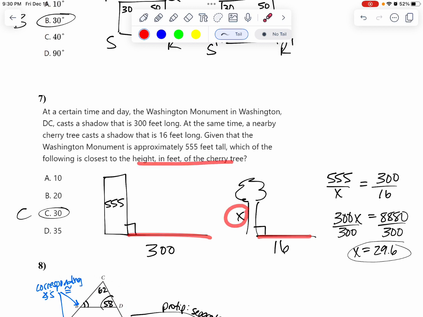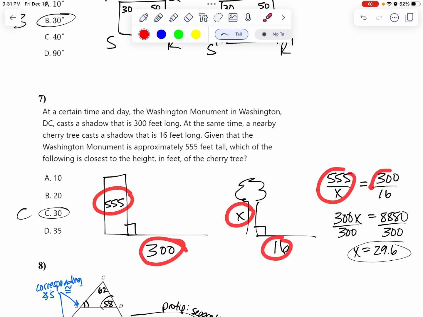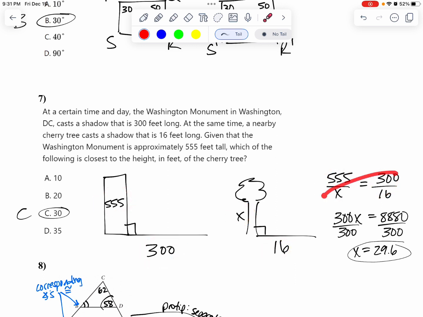Okay, great. In this case, I'm not seeing an easy relationship between 300 and 16. Dang it. So I'm going to have to set up a proportion, but that's okay. I'm going to take 555 over x equals 300 over 16 here. And then you just have to cross multiply: 300x equals whatever that number is. Yes, I use a calculator. Divide by 300, 29.6. And again, did I make a mistake? Oh my gosh, that's a decimal. Did I screw something up? I can't do this. Nobody panic. It says closest to the height. So yeah, we're good with 30.